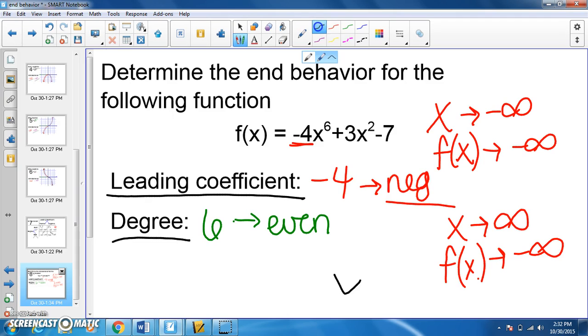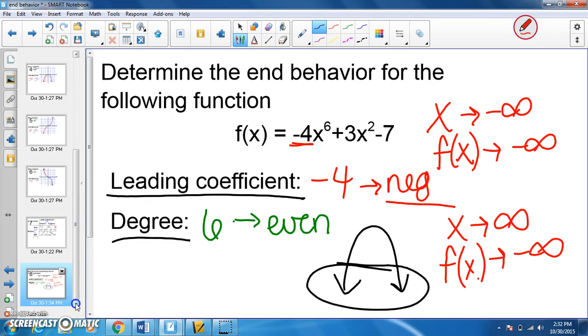Because if I sketch this, it would be an upside down parabola as my end behaviors. That's it.